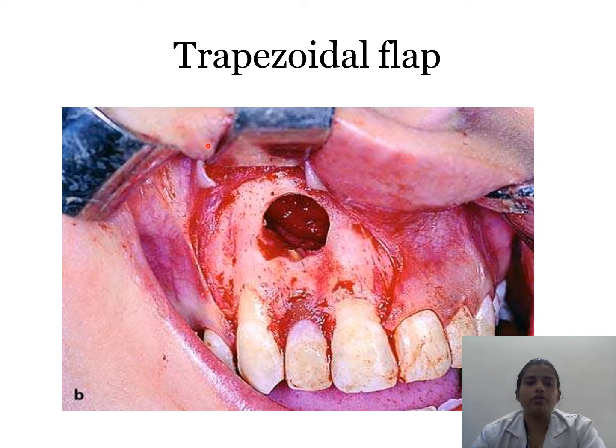This picture depicts the trapezoidal flap. The trapezoidal flap is formed by a horizontal incision along the gingiva with two oblique vertical releasing incisions extending to the buccal vestibule. The vertical releasing incision always extends to the interdental papilla and never to the center of the labial or buccal surface of the tooth.